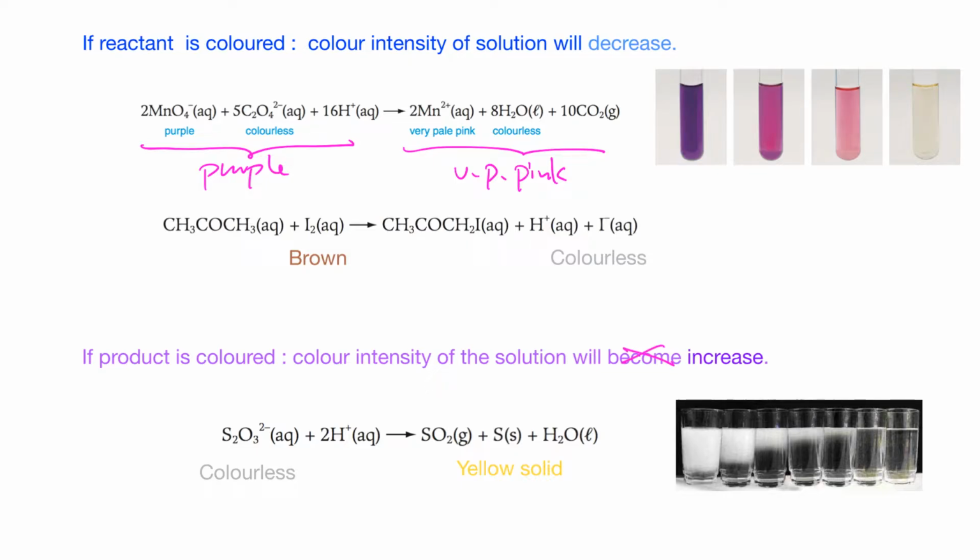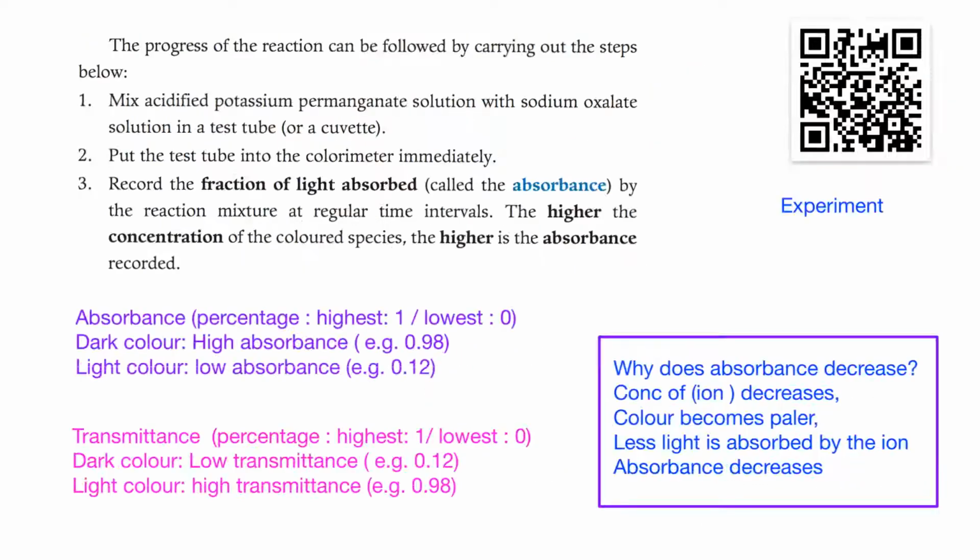For example, we have thiosulfate, which is colorless, and as time goes by, it forms some sulfur, which is a yellow solid. So it will change from a colorless solution mixture to one with more and more yellow solid. Maybe the color at the very beginning of the solution mixture is like this, and then as time goes by, it goes to like this. It may be a little bit more yellow for you to see. So the color intensity increases in the process.